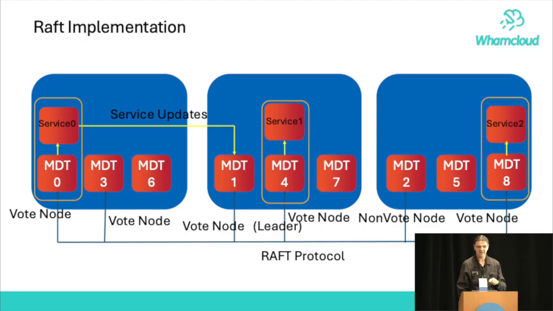The service updates arrow you see is actually done outside of Raft. This is basically to show that the clients could still talk to every MDT, whichever MDT is more convenient for them directly, but it's that MDT service that's going to forward messages to the leader before they're officially distributed and captured in the actual service log.